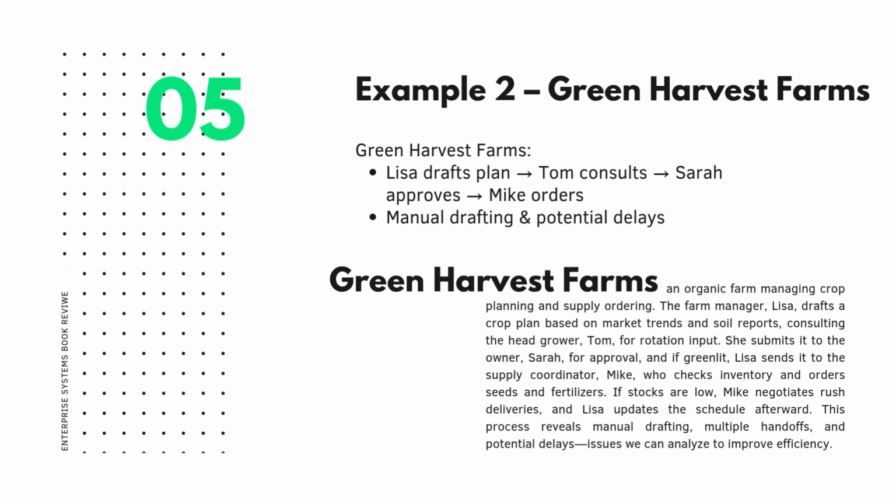And if greenlit, Lisa sends it to the supply coordinator, Mike, who checks inventory and orders seeds and fertilizers. If stocks are low, Mike negotiates rush deliveries and Lisa updates the schedule afterward. This process reveals manual drafting, multiple handoffs, and potential delays, issues we can analyze to improve efficiency. These examples collectively show how process mapping uncovers practical challenges, which we'll address next.